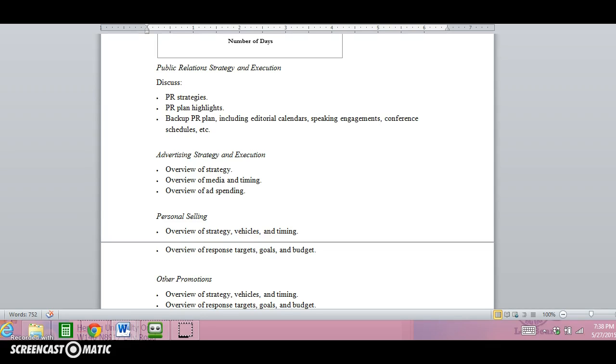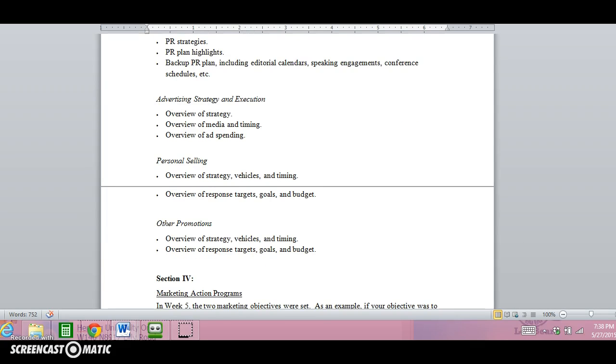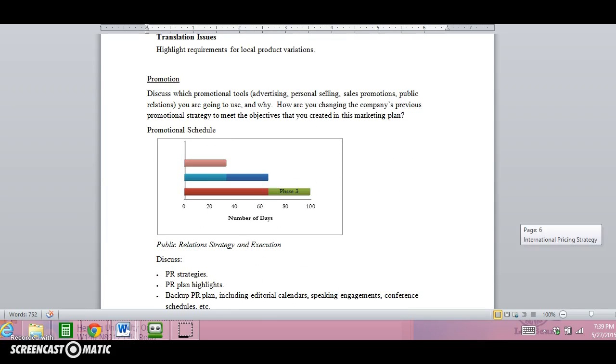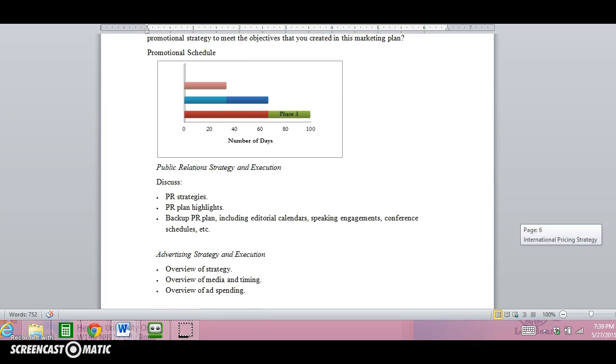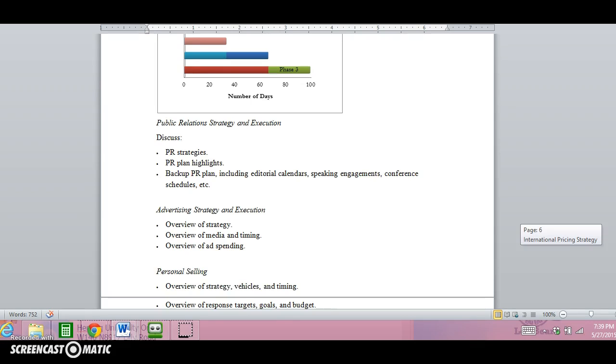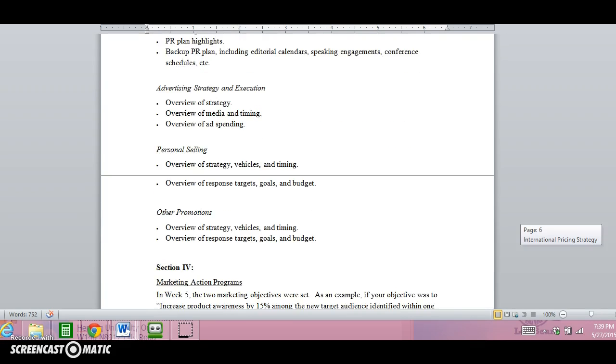Advertising, same thing in terms of the overview of the strategy, but then we're going to talk about media and timing and how much you're going to have to spend on that. Okay, when you talk about personal selling, since you're dealing with people in their own vehicles, how's that going to work? What vehicles are you using for personal selling? Physical vehicles as well as vehicles in terms of people. Timing, strategy, response targets, goals, and budgets. And any other promotions you can think of, just make sure you provide that overview. So, although it may seem simple, once you get into writing out your plan, be as specific as possible so that it is easy to follow, and use the template. The template is the easiest way to be successful.